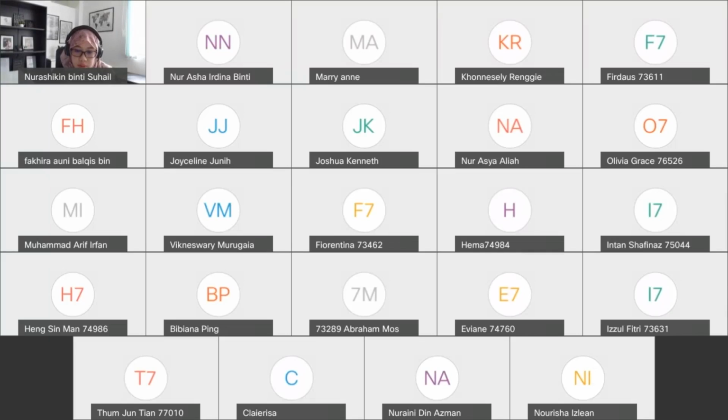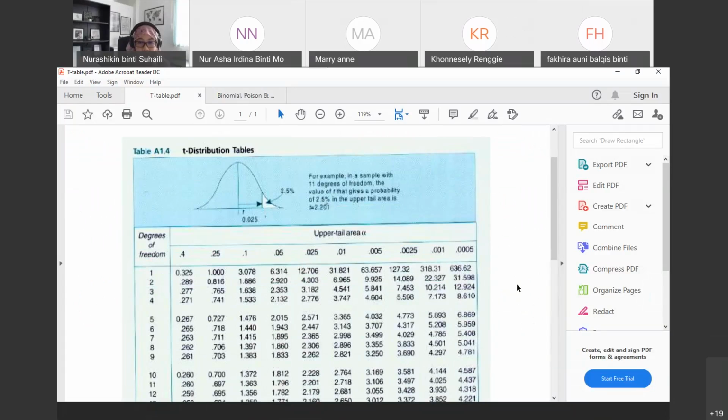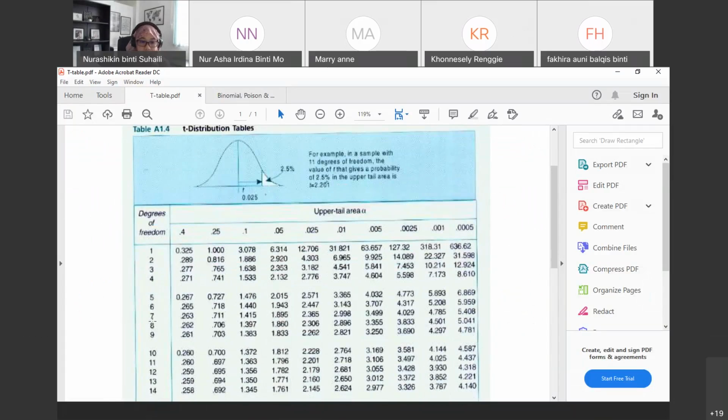Okay, so this is the T table. Just now, let's say the alpha is 0.05. You divide by 2, you get 0.025, right? So that's the tail area that you have to refer to, 0.025. And the degree of freedom is on the leftmost column. It depends on what your degree of freedom is. That will give you the T value. So the values inside here are the T values, the tabulated T.